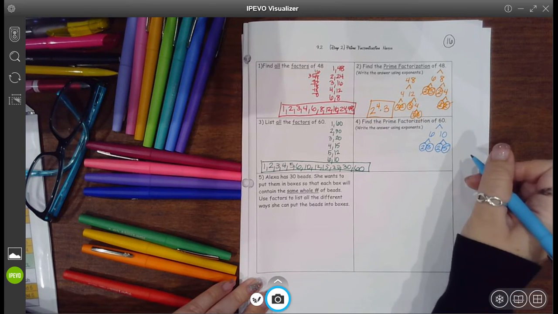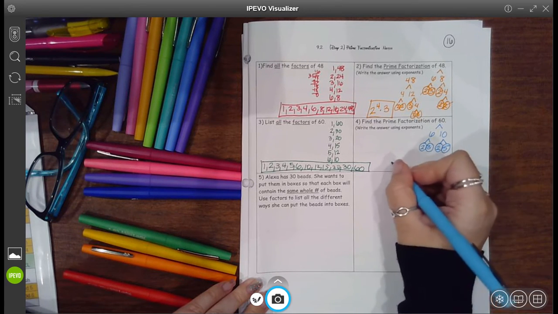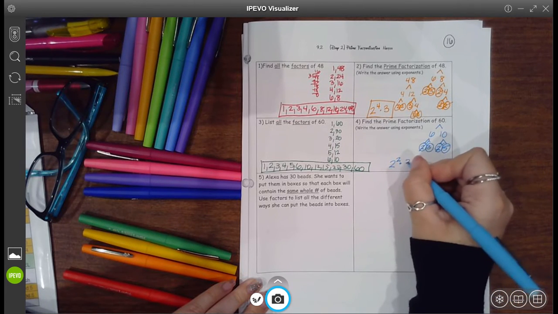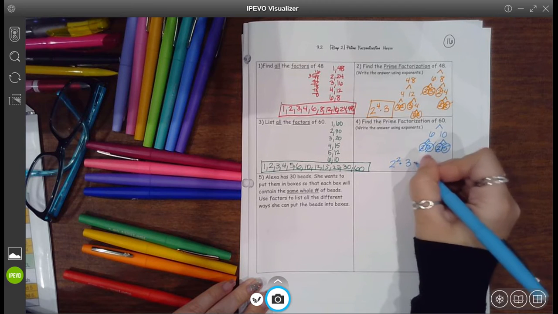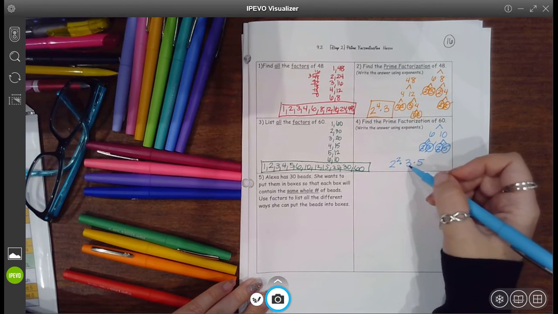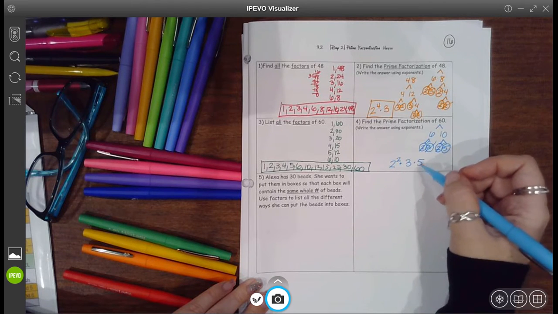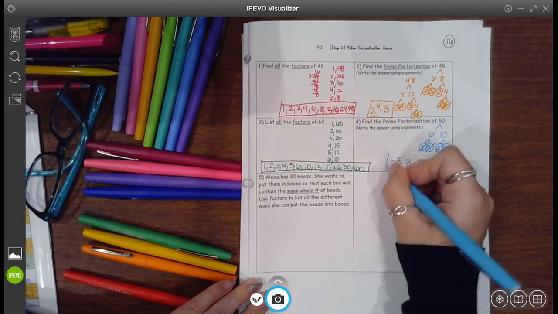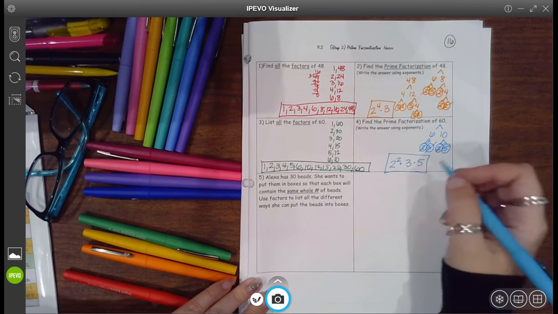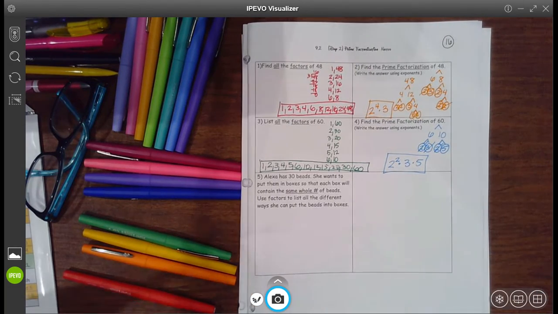So now I'm done. Okay, 2 is the smallest base, and there's 2 of them. And then there's also a 3, and there's a 5. If you were to double check this, 2 times 2 is 4. 4 times 3 is 12. 12 times 5 is 60, which is what I started with. And each of these is prime. Because remember, it's the prime factorization. So all the factors that you're left with need to be prime numbers.